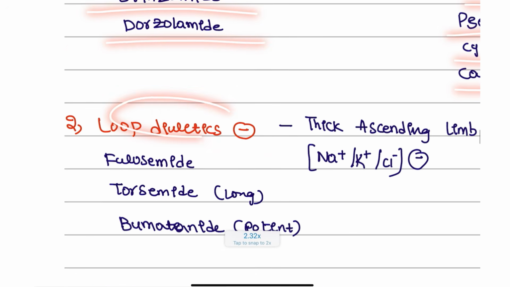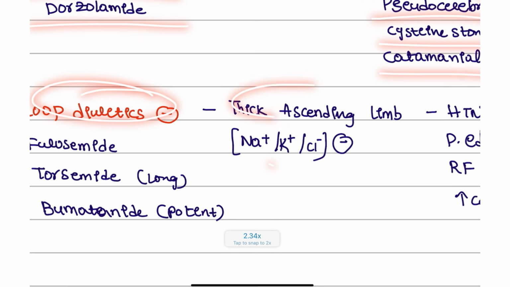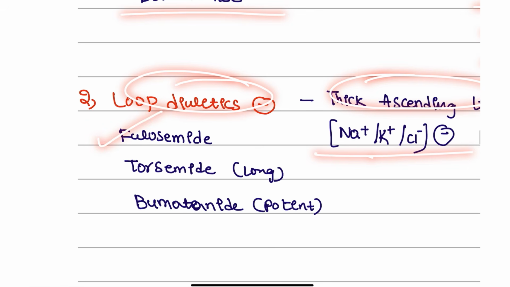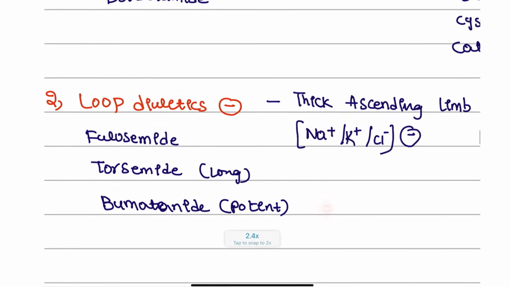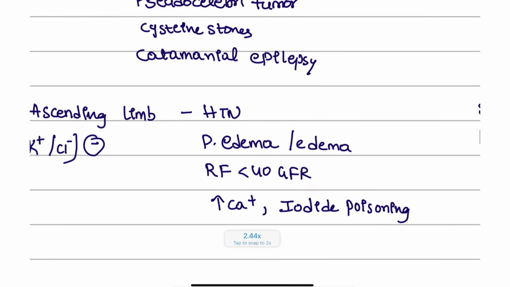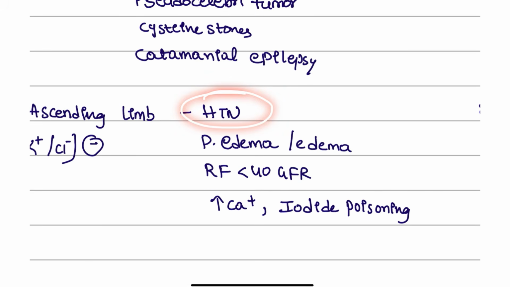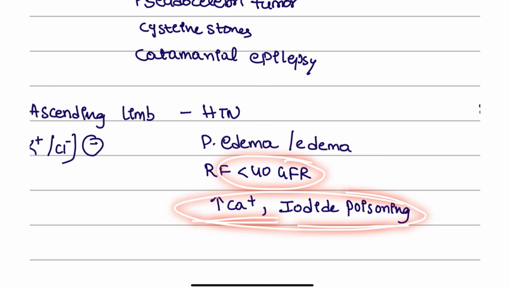Let's move on to the loop diuretics, which act on the thick ascending limb, so they are going to block the sodium, potassium and chloride channels. What are the drugs? Furosemide, torsemide and bumetanide. And uses are hypertension patients, pulmonary edema patients, and those who are suffering from end stage renal disease with a GFR less than 40. For increased calcium we can give it, and iodide poisoning also we can give this drug.